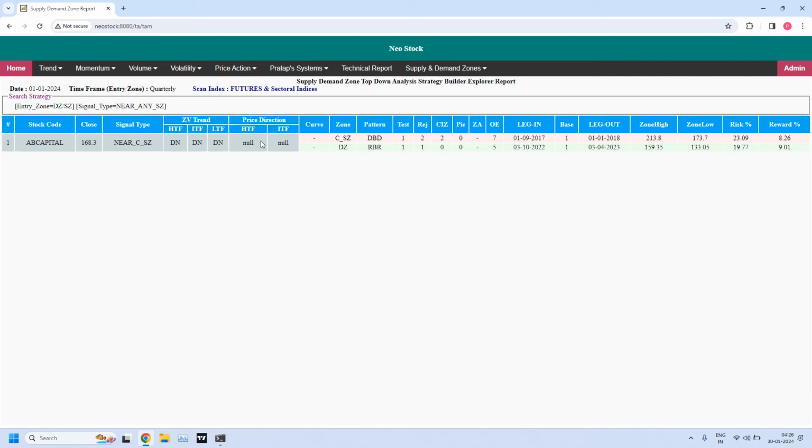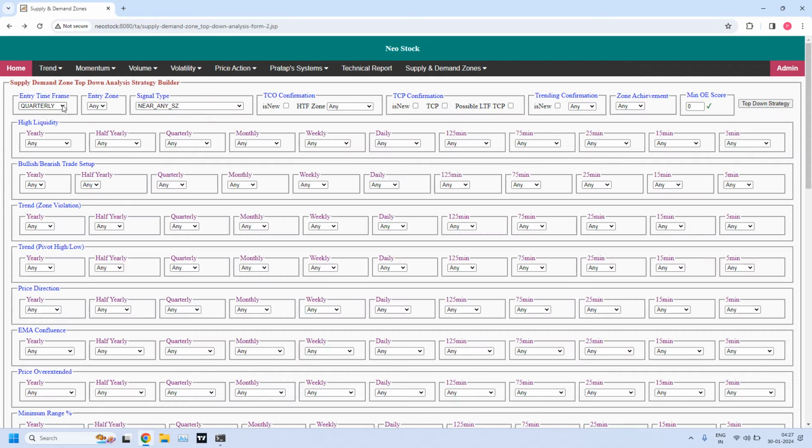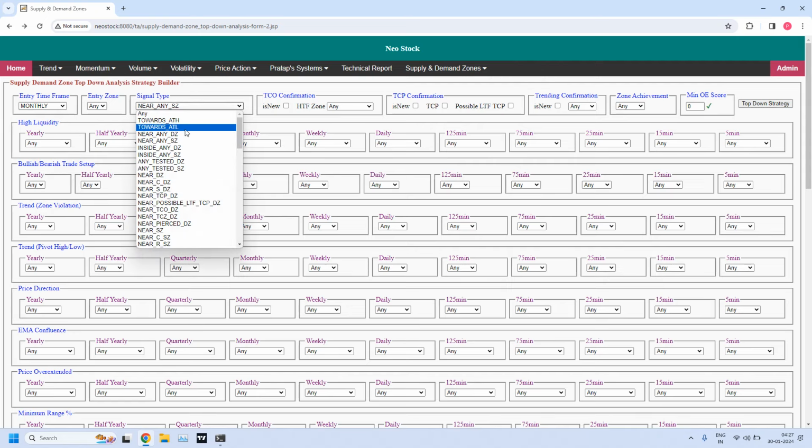See here, null values indicate that during HTF and ITF, price directions are not identified. When it is not identified, probably one of the zones is not available. If the data is very small, in higher time frames like yearly, half yearly, or quarterly, some of the zones may not be available. If zones are not available, it just displays the null value. So now let me change the time frame to monthly. Let us find the stocks near monthly demand zone.